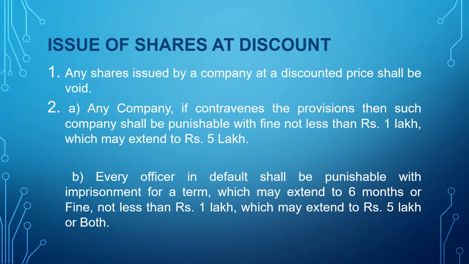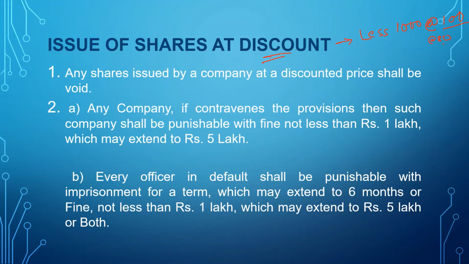Next is issue of shares at discount. Just now we have explained premium, that is extra, and discount means less, right? So normally, take an example, if a company wants to issue 1,000 shares at par 100 per share, discount means you have to give less than 100. For example, I'm giving less than 100, means at 80.